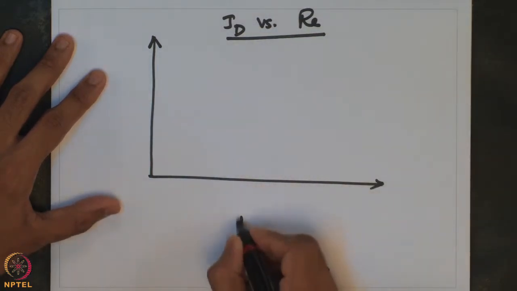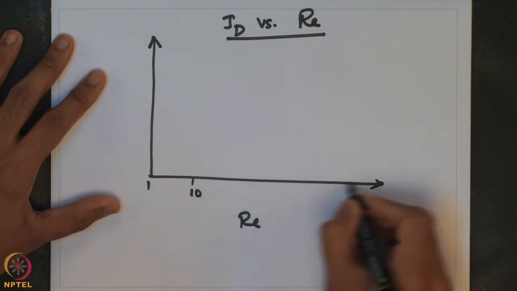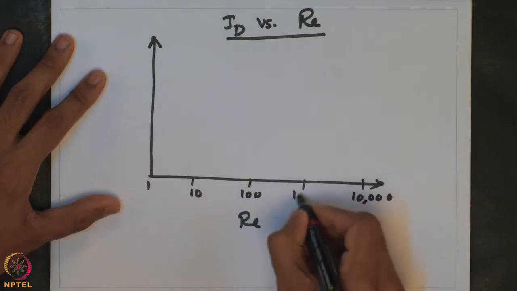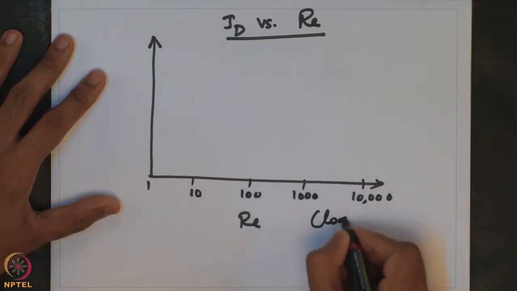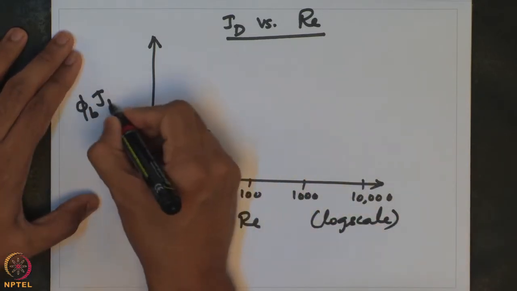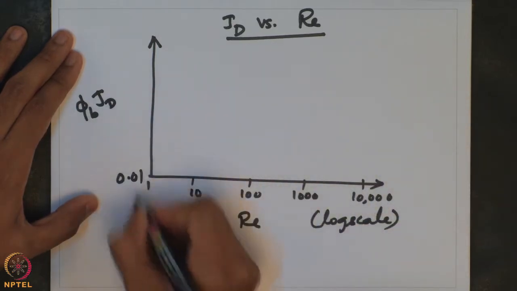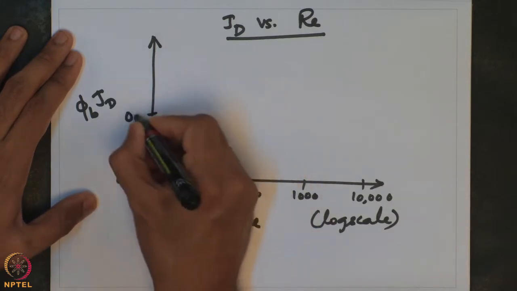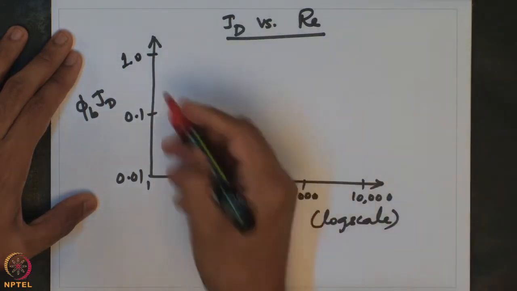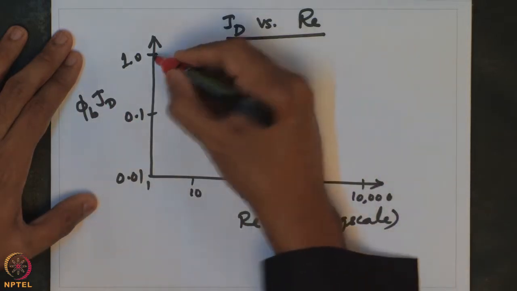So, if I now use a log scale for Reynolds number, let us say 1 and 10 and so on up to let us say 10,000 here. And this is log scale. And if I now plot phi b JD, which is the porosity of the bed, then it actually follows an inverse power law behavior. So, the typical curve or the correlation between the phi b JD and Reynolds number is essentially an inverse power law.